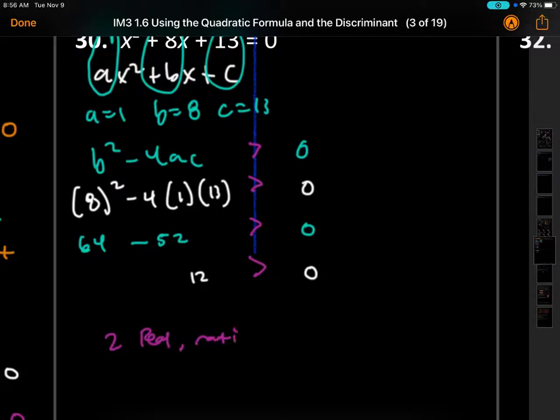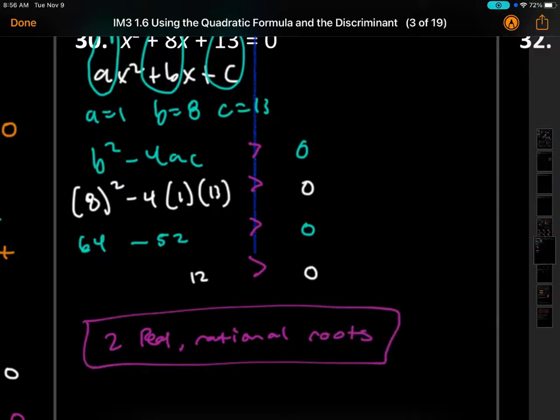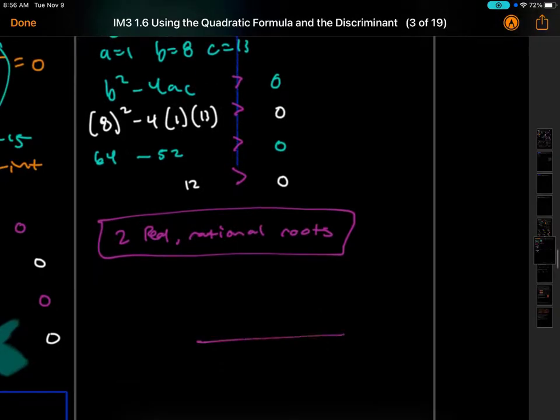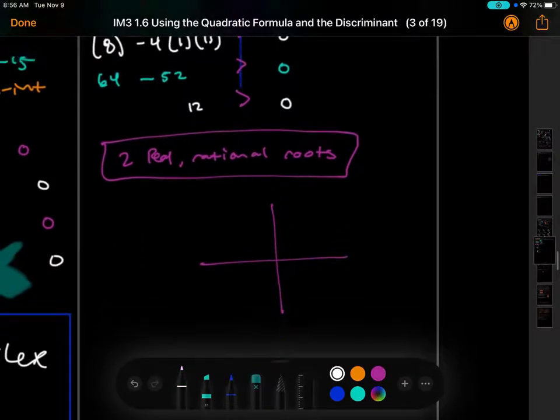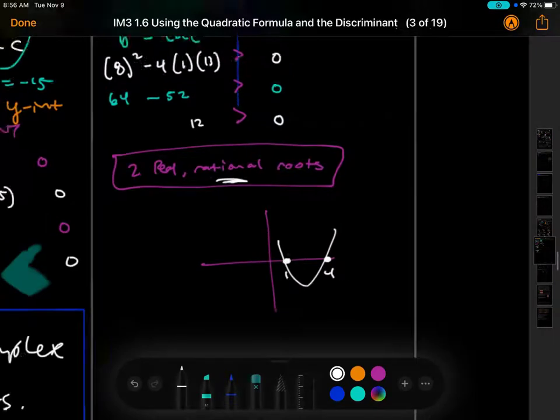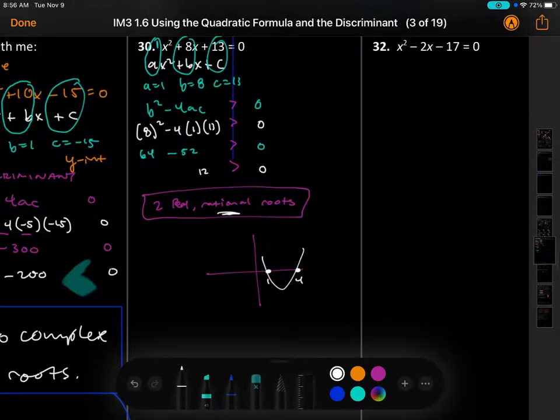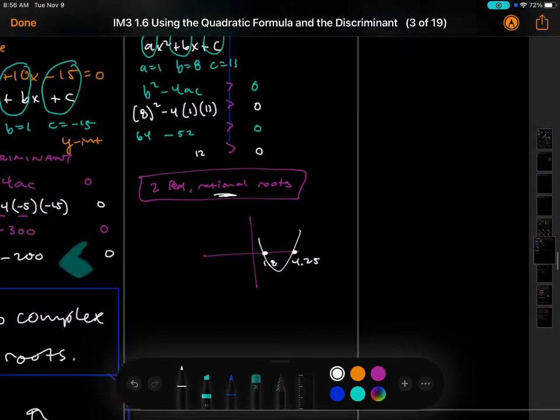real rational roots. What does that mean? If you actually use the quadratic formula, the numbers that cross right here and right here will be like whole numbers. I'm just making this up, but trying to show you what rational means. It'll be a decimal, but it ends, 4.25 and maybe like negative 1, positive 1.8.